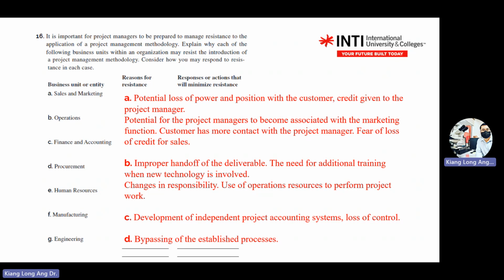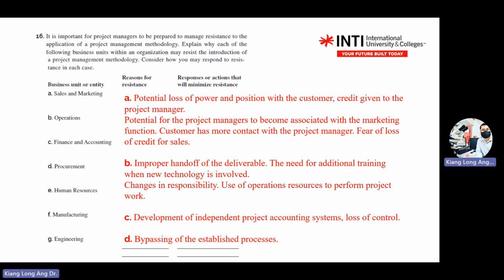Why project management? You are the coordinator, right? Like every meeting you also chair, so you are the integrating platform. The reason for resistance is that sales and marketing might feel there's a potential loss of power and position with the customers. Why? Because sales and marketing are the ones very close to the customers. If you step in to apply project management and you do not communicate well, they might feel, hey, what are you doing with my customers?